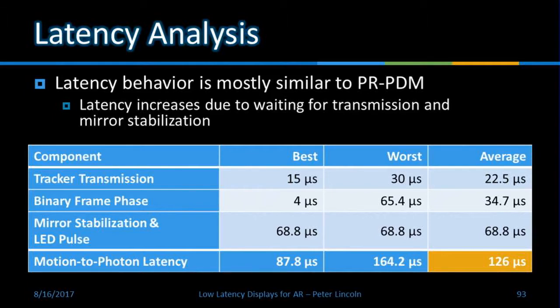So overall, this HDR system had an average motion-to-photon latency of about 126 microseconds. This isn't quite everything yet.